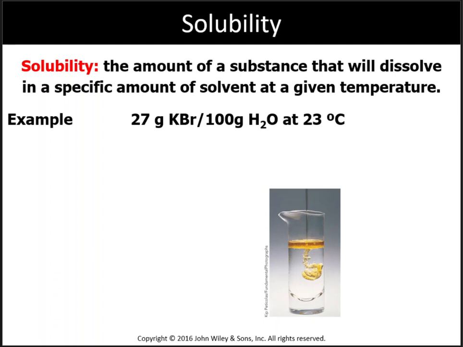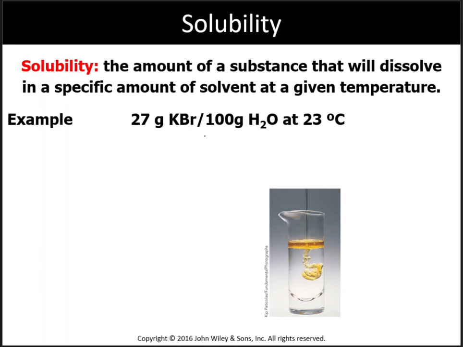What it says is that if you have 100 grams of water, the maximum amount of potassium bromide that you can dissolve in it at 23 degrees Celsius is 27 grams. That's the maximum amount of potassium bromide you can dissolve in water. Now, not just any water, in 100 grams of water. Now, if the temperature changes, the amount of water changes, then the amount of potassium bromide is going to change too. Now that 27 grams of potassium bromide and 100 grams of water, it's more like a ratio.